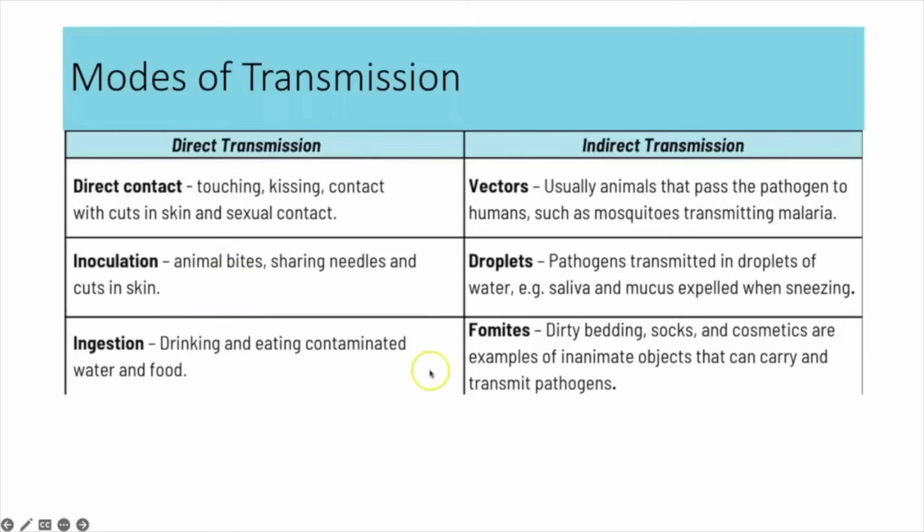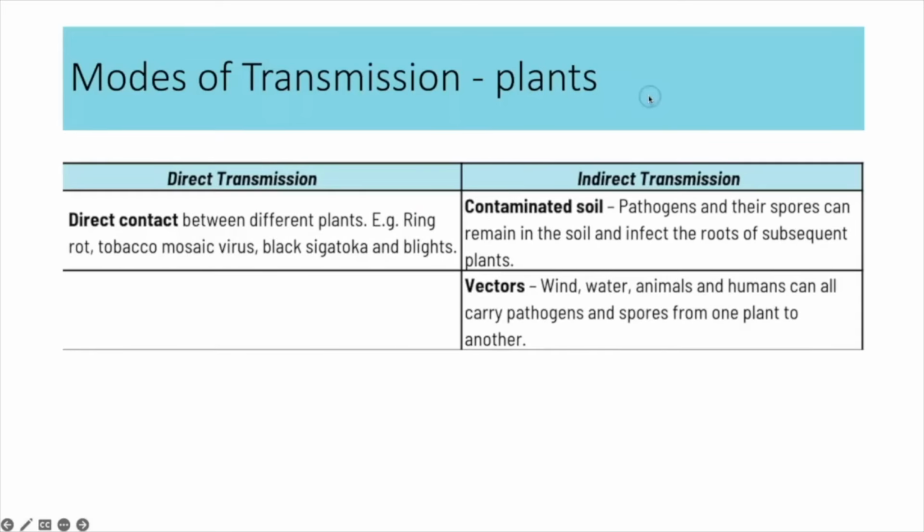And the same idea for the other examples. And this is just set information that you just need to learn. So those are your modes of transmission in animals, but you also need to know the modes of transmission in plants, which again can be direct or indirect. So also create a set of flashcards and make sure you're emphasizing whether it's plants or animal transmission.